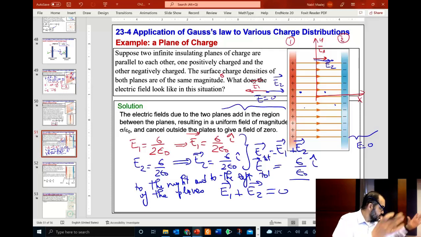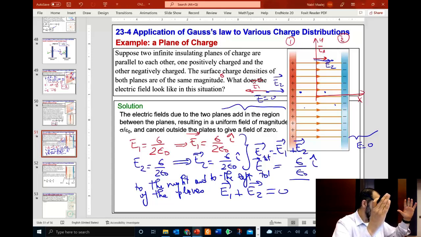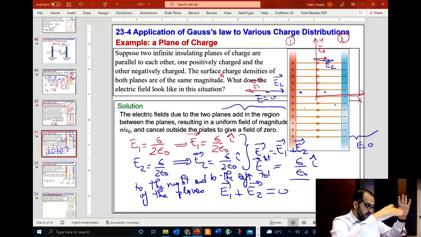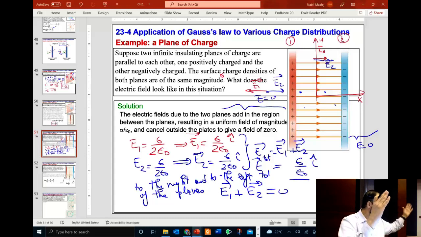Very interesting, huh? You get two infinite planes, and because the electric field does not depend on the distance from the plane, the electric field between them is uniform, but outside them it's 0. That's what makes a capacitor. A capacitor has two parallel plates. When you establish a voltage between them, you have an almost uniform electric field inside the capacitor, but outside the capacitor the electric field is 0. So this is a very nice example.